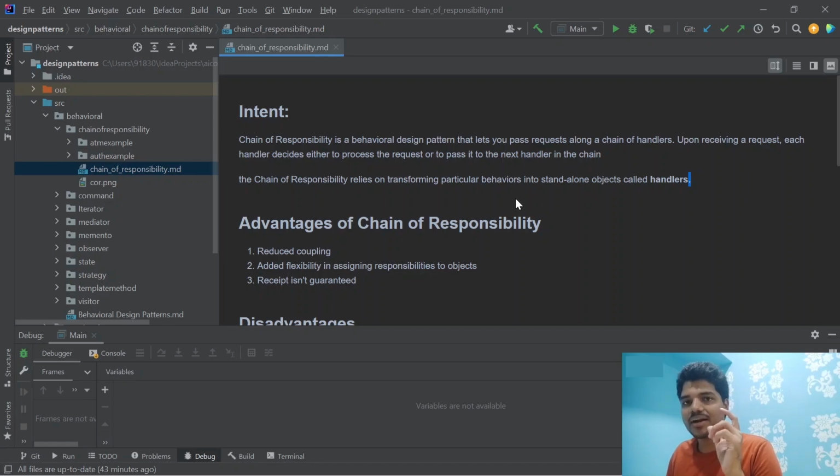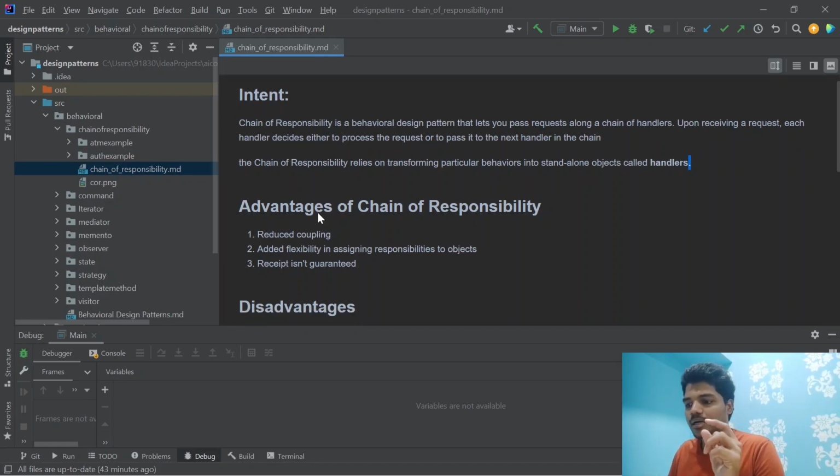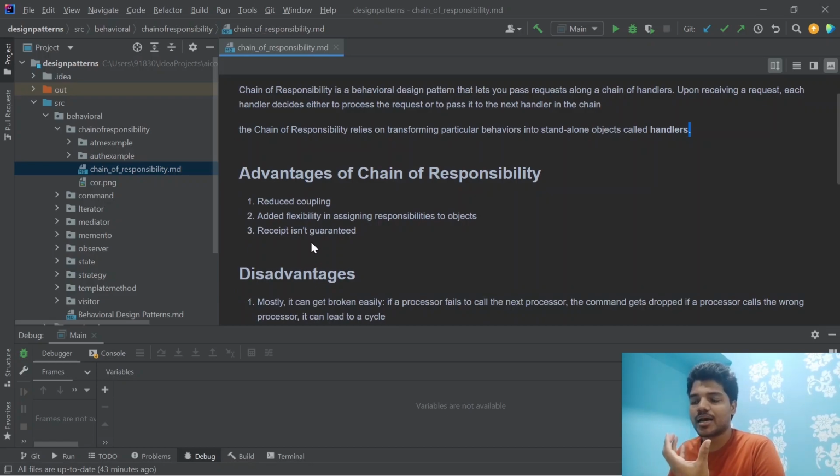What are the main advantages of the chain of responsibility design pattern? The first is that it reduces coupling, and it adds flexibility in assigning responsibilities to objects. Another advantage is that the recipient is not guaranteed. We don't even know at which position a particular person is. Whoever acts as a handler, the job is to either take the request or pass it to the next processor. Ultimately, the particular processor who exactly needs to take the job will reply.